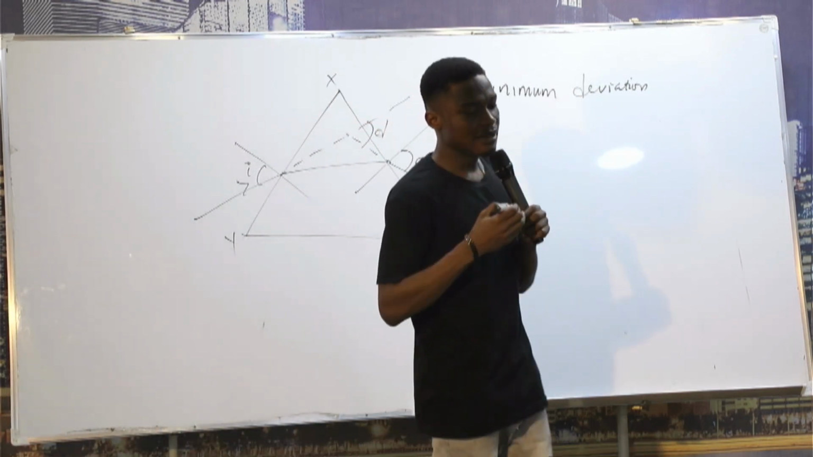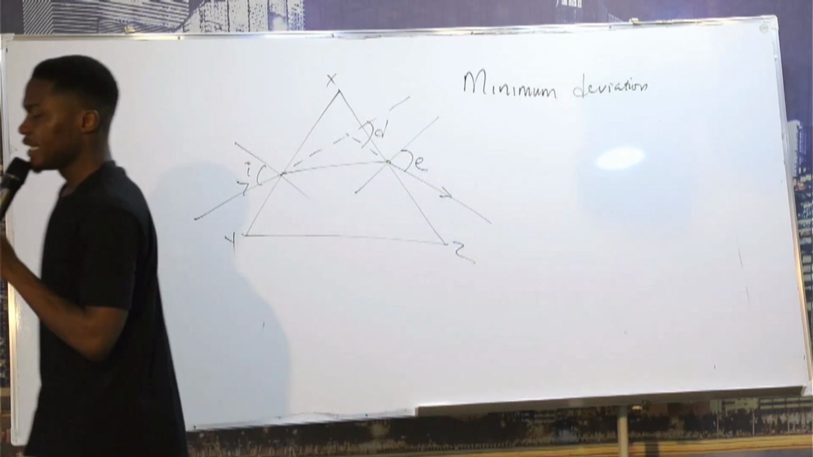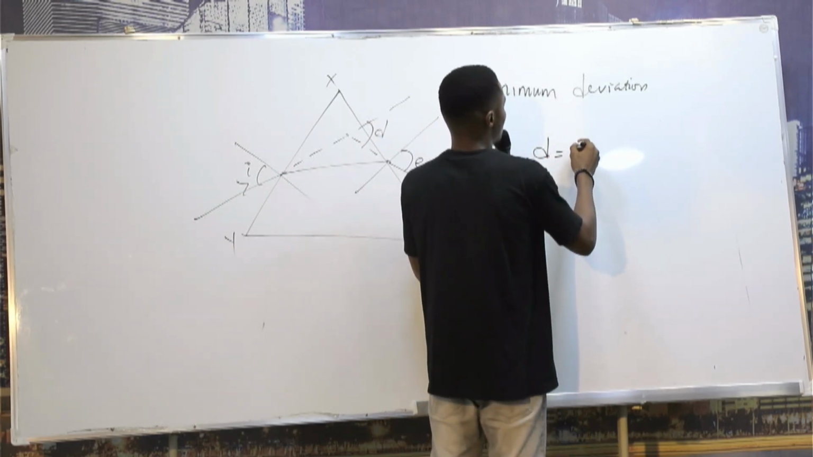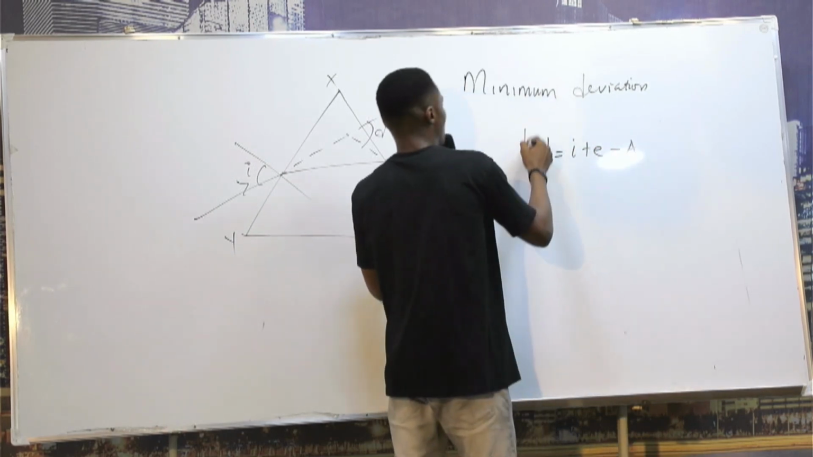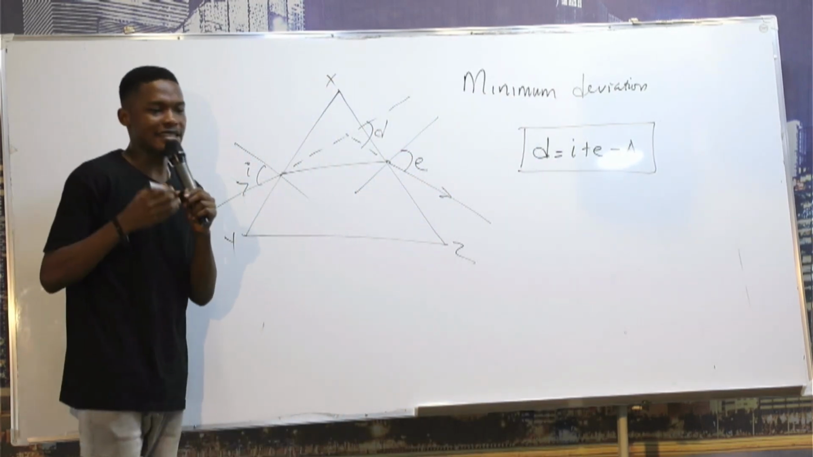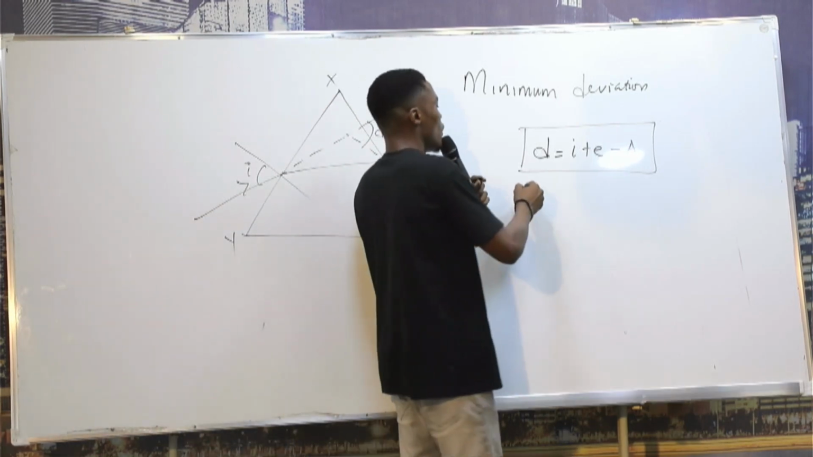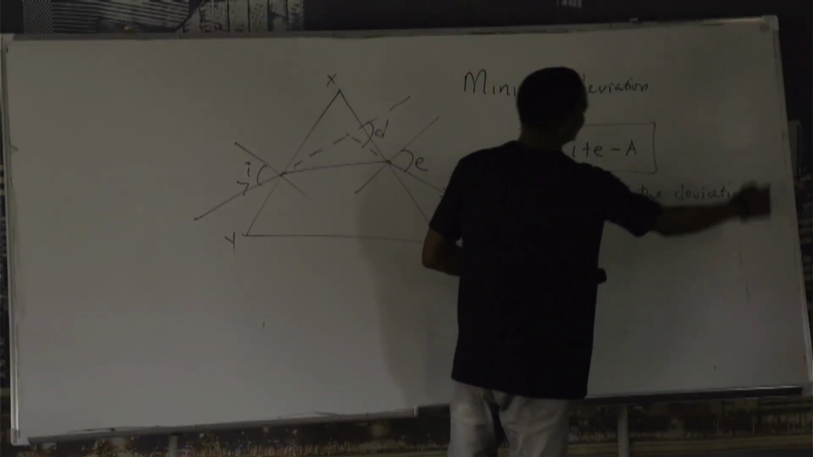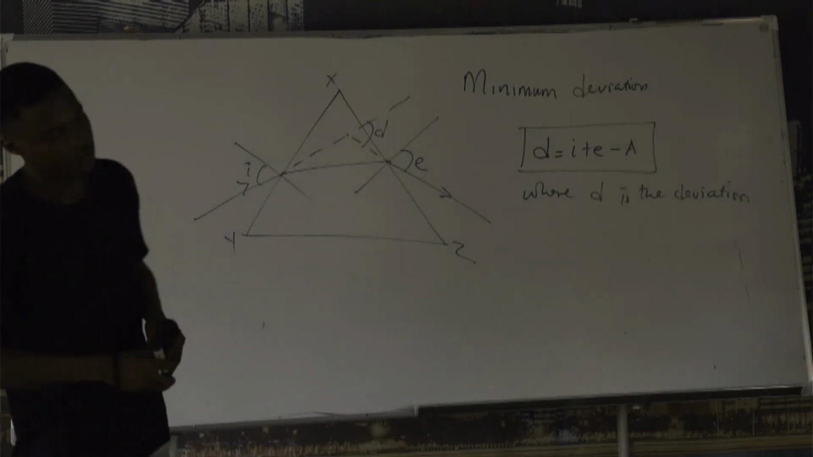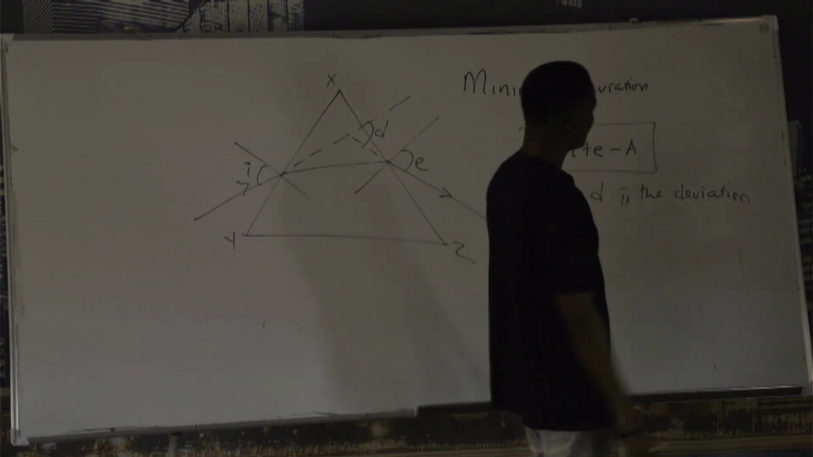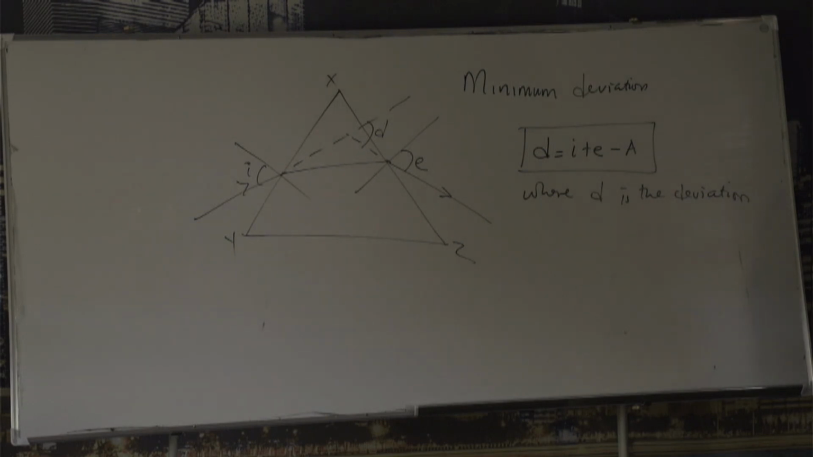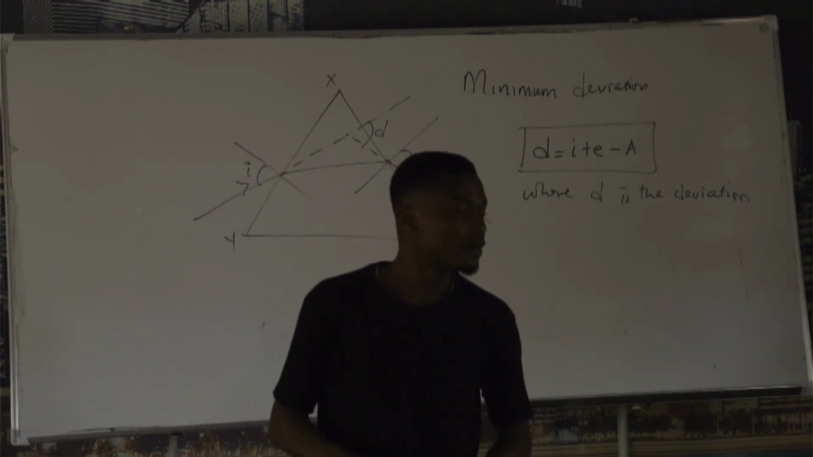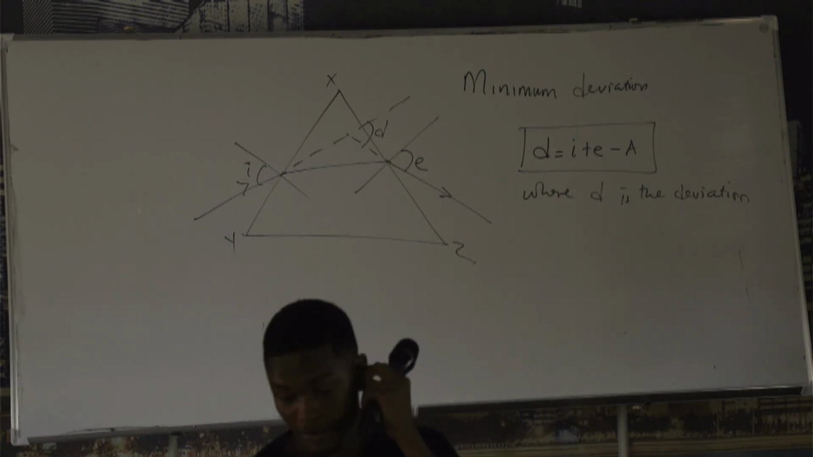The deviation D is given as D equals I plus E minus A. The deviation D is given as I plus E minus A, where D is the deviation.